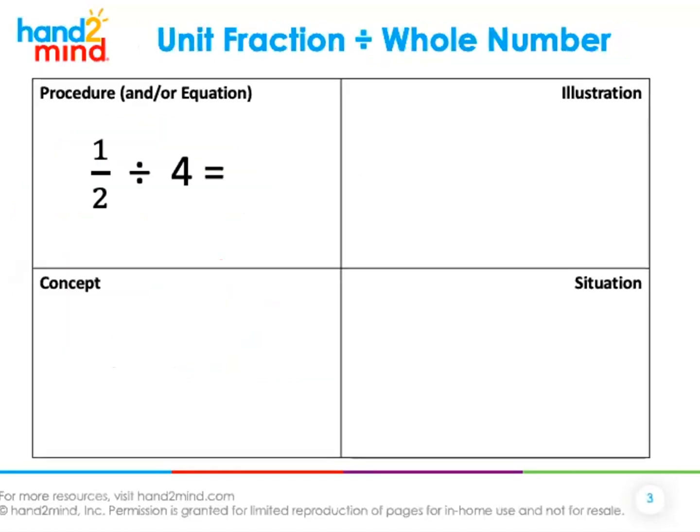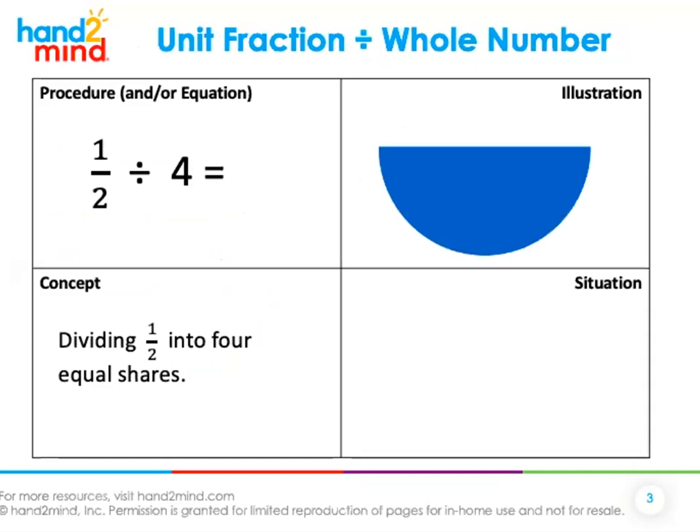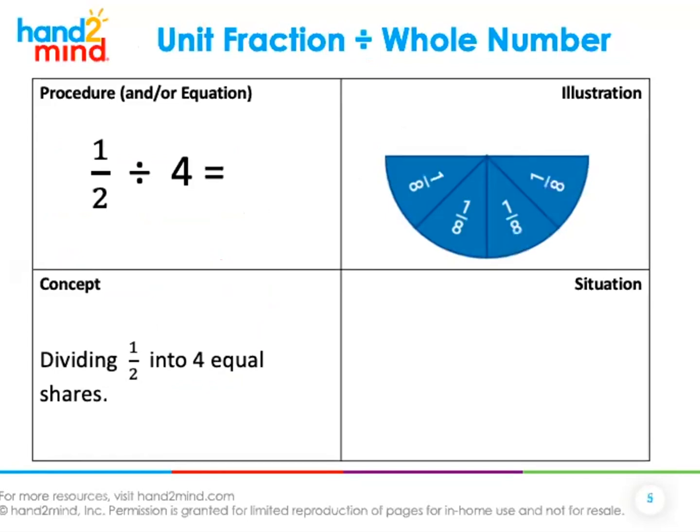Let's have a look. Let's start with 1/2 divided by 4, and let's start with the concept of what it means. This means we're dividing 1/2 into 4 equal shares. Remember, we talked about sharing as a great context for thinking about dividing by a whole number. We could take half of a circle, for example, and share it 4 equal ways. Each of those sections represents 1/8.